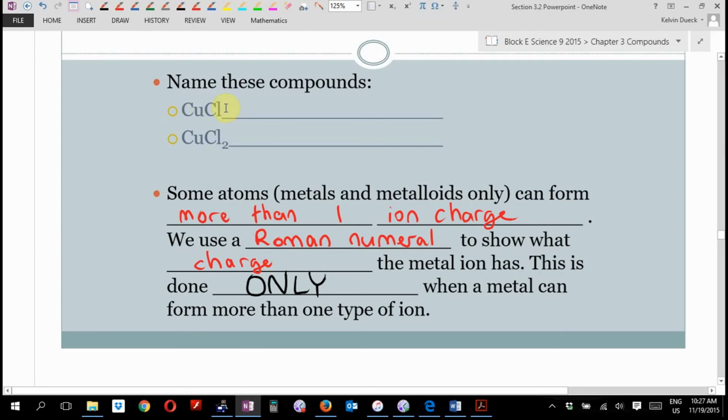What's the charge on chlorine? What's the charge on copper? I don't know. I'm just going to put a box there temporarily. But in my formula, how many coppers and how many chlorines did I need? One of each? So what do you think the charge must have been here so that when I did my crisscross, I got 1 and 1? We would call this copper Roman numeral 1 chloride. And you would read it as copper 1 chloride.